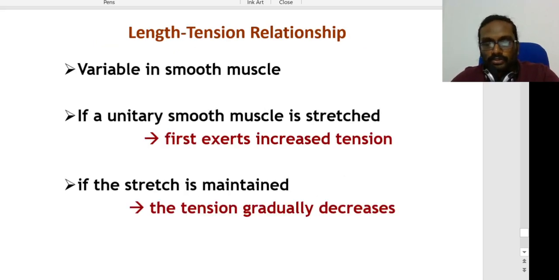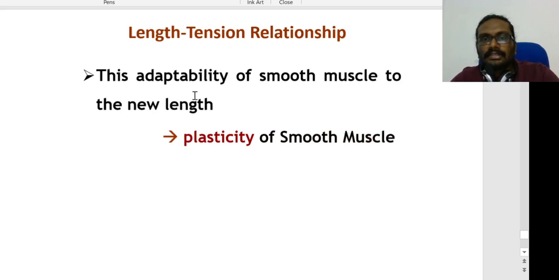That almost finishes your smooth muscles, and let us conclude by also discussing the length tension relationship in smooth muscle. So we will take the example of unitary smooth muscles to explain the length tension relationship. If a unitary smooth muscle is stretched, it first exerts increased tension. If the stretch is maintained, the tension gradually decreases. That's the thing that we are going to explain now.